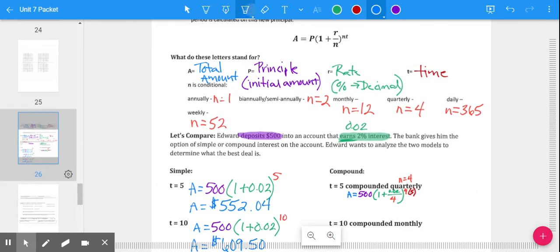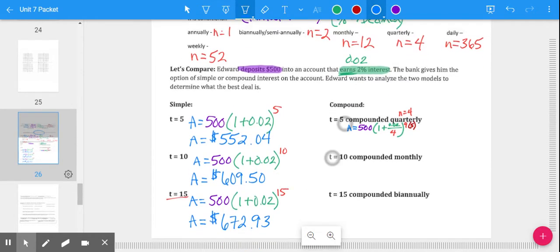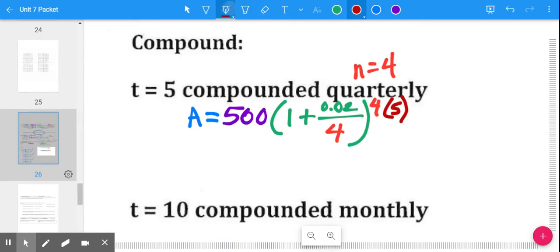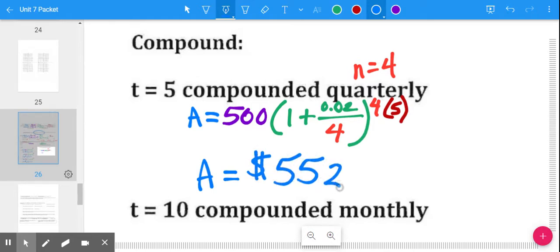So again, this is going back to that compound interest formula up at the top. So we have this right here. Our n value is that quarterly, so everywhere we see an n, we have to put a 4. T is 5, so in the exponent you have 4 times 5. So when you plug this into the calculator, you end up with the amount of money you currently have is $552.45.